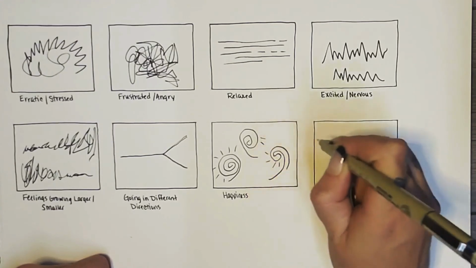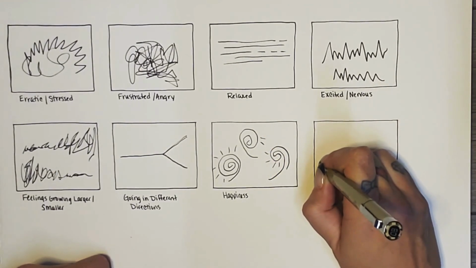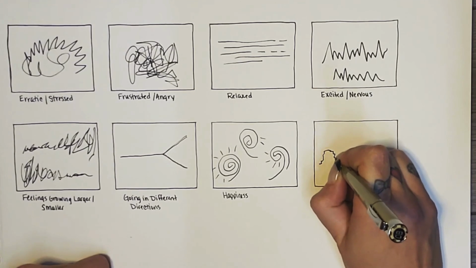And lastly, to show feelings of uncertainty, use jagged, rough lines that don't appear smooth at all.